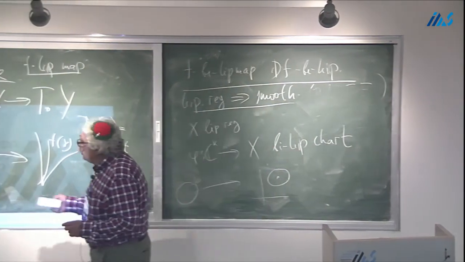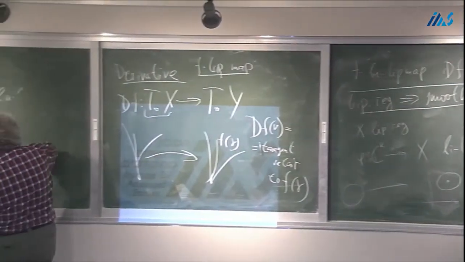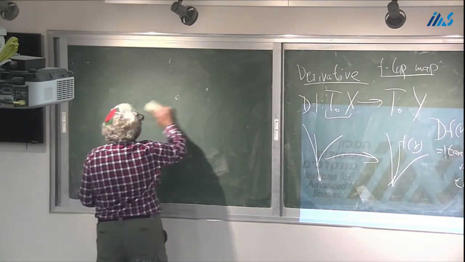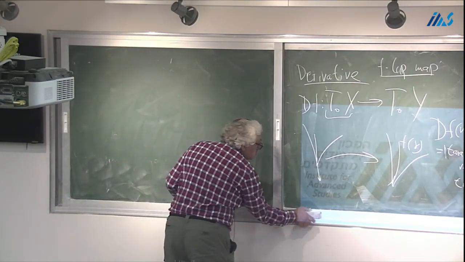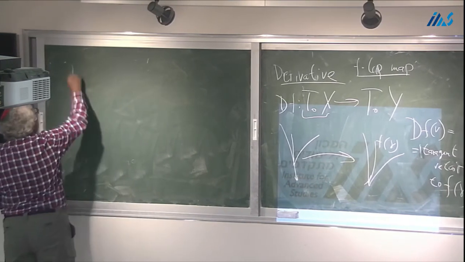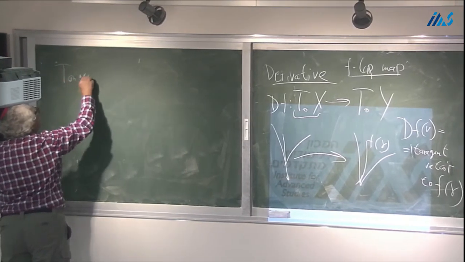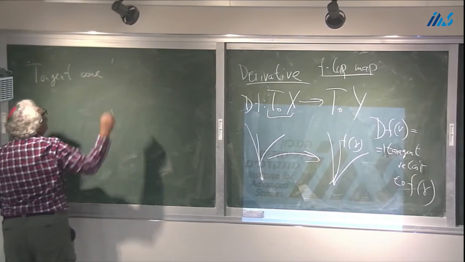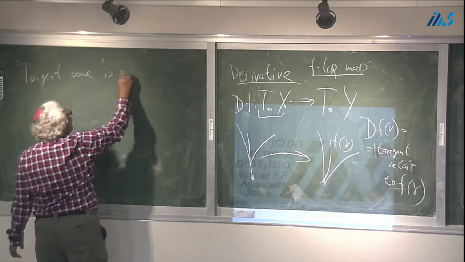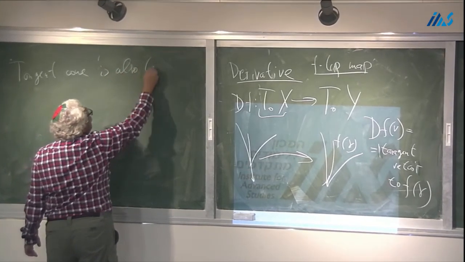So what do we get here? We have that if you take a derivative, the derivative is also a bi-Lipschitz map. So the map is bi-Lipschitz, and it means that the tangent cone is also bi-Lipschitz regular.